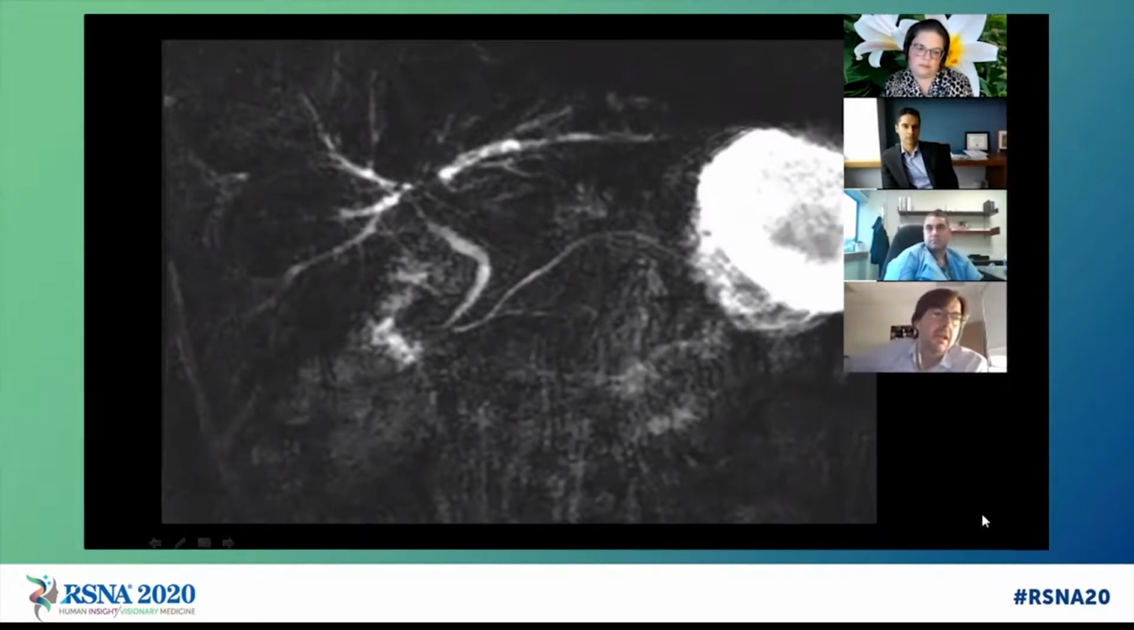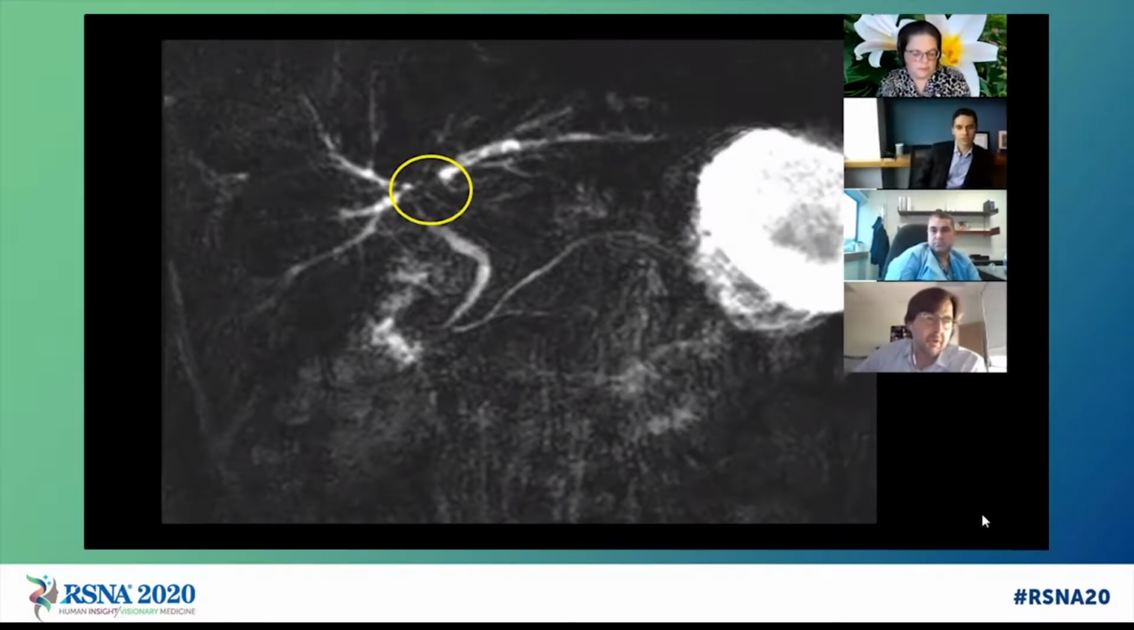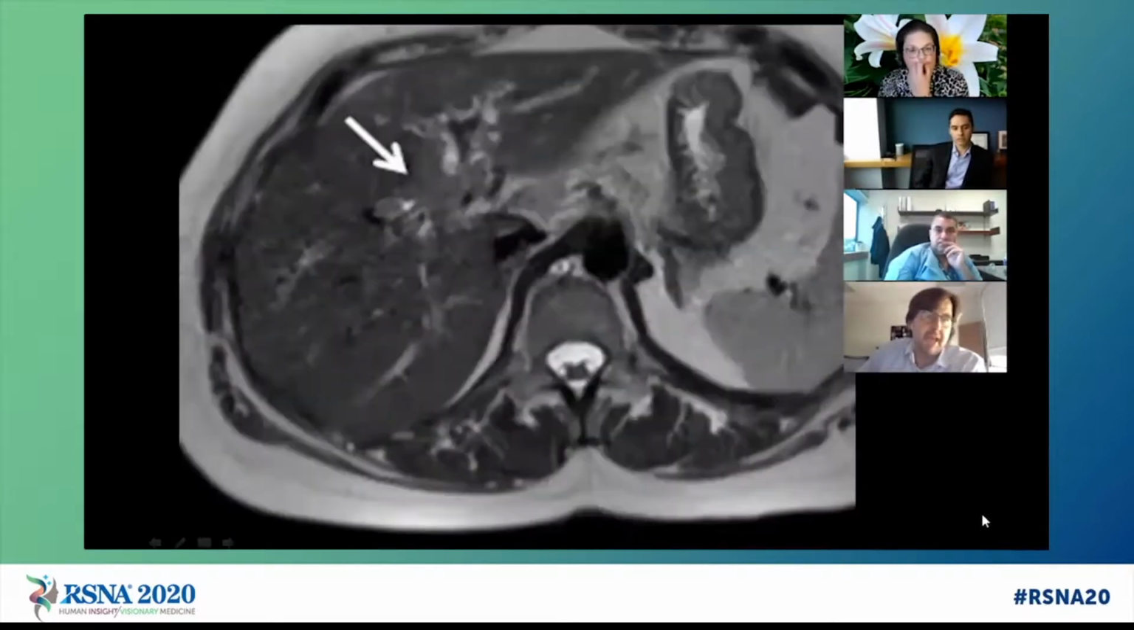Yeah, so this is an MRCP image showing a focal area of narrowing within the confluence of the right and left hepatic ducts with some mild to moderate distal intrahepatic ductal dilatation. Especially if the patient has sclerosing cholangitis, you have to worry about an underlying mass. So I would look closely at the axial images for any obstructing mass.